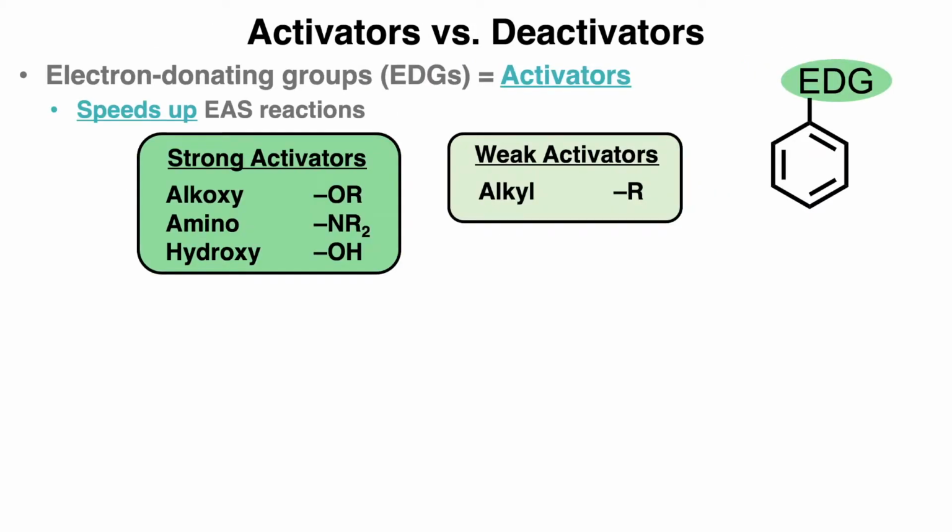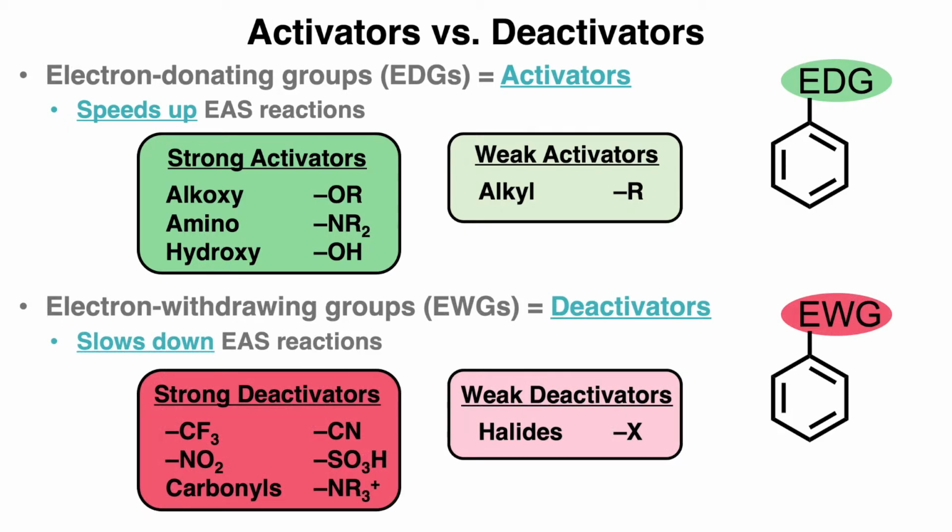Now recall when we learned about electron donating versus electron withdrawing groups. These groups actually have another name that they could be identified as. Electron donating groups can also be called activators, and they speed up EAS reactions. Some examples of strong activators are alkoxy groups, amino groups, and hydroxy groups. Weak activators that still fall under the electron donating group category are alkyl groups.